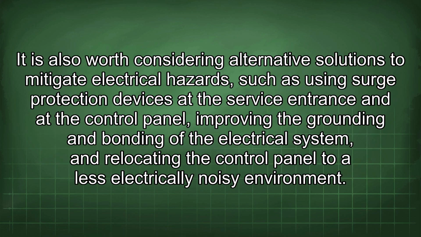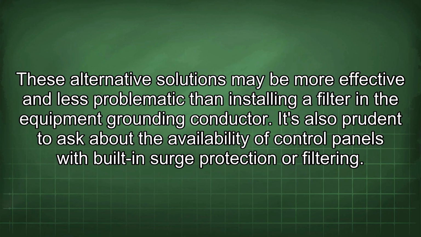It is also worth considering alternative solutions to mitigate electrical hazards, such as using surge protection devices at the service entrance and at the control panel, improving the grounding and bonding of the electrical system, and relocating the control panel to a less electrically noisy environment. These alternative solutions may be more effective and less problematic than installing a filter in the equipment grounding conductor. It's also prudent to ask about the availability of control panels with built-in surge protection or filtering.